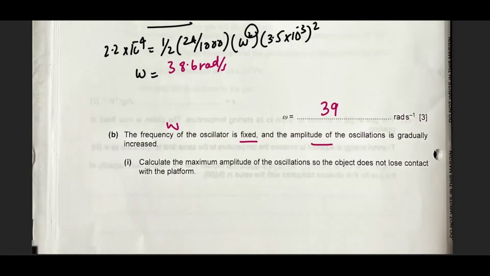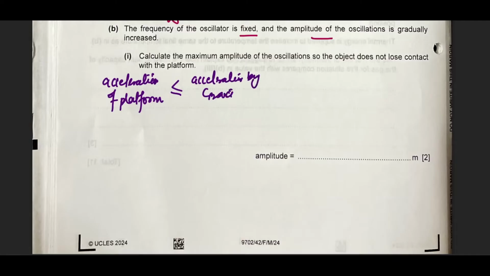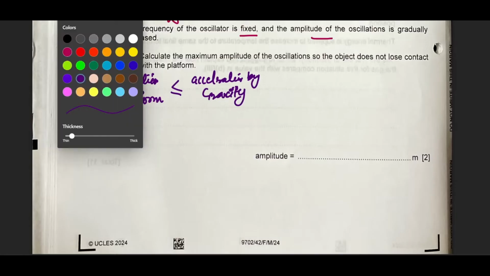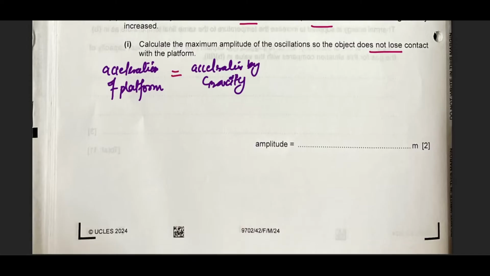When the normal reaction will be 0. So in order to do that, we need to understand that the acceleration of the platform should either be less than or equal to the acceleration by gravity. Gravity should dominate, only then will it maintain contact with the shelf. If the acceleration of the platform dominates, then it will lose contact. So in order to explore this extreme situation, since he does not want to lose contact, we are going to assume that they are both equal at best, in the worst case scenario.